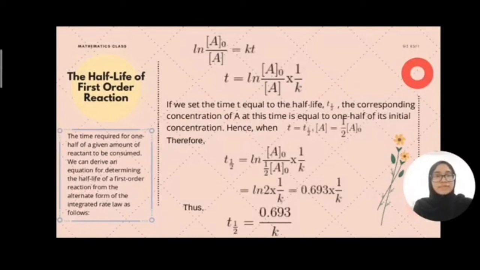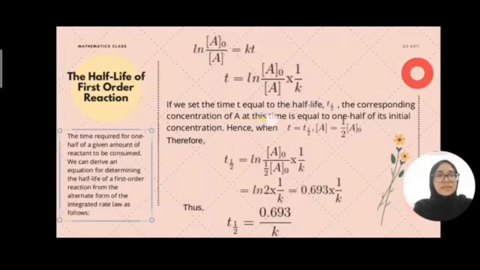So the half-life of a first order reaction. Half-life is the time required for 1/2 of a given amount of reactant to be consumed. So we can derive an equation from the integrated rate law that we have earlier. ln A0 over A equals kt. So we want to find t. We rearrange it into t equals ln A0 over A times 1 over k.